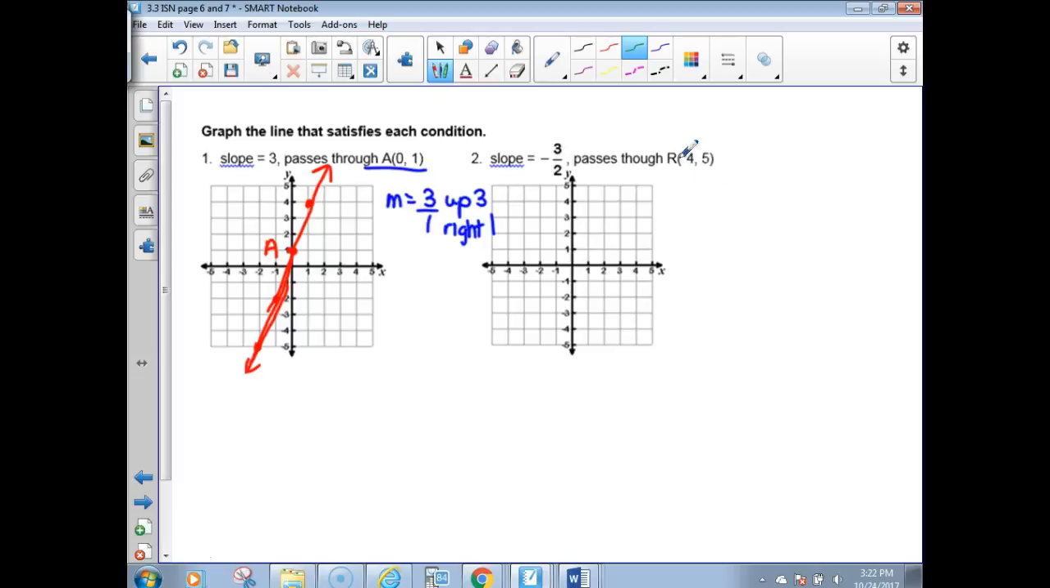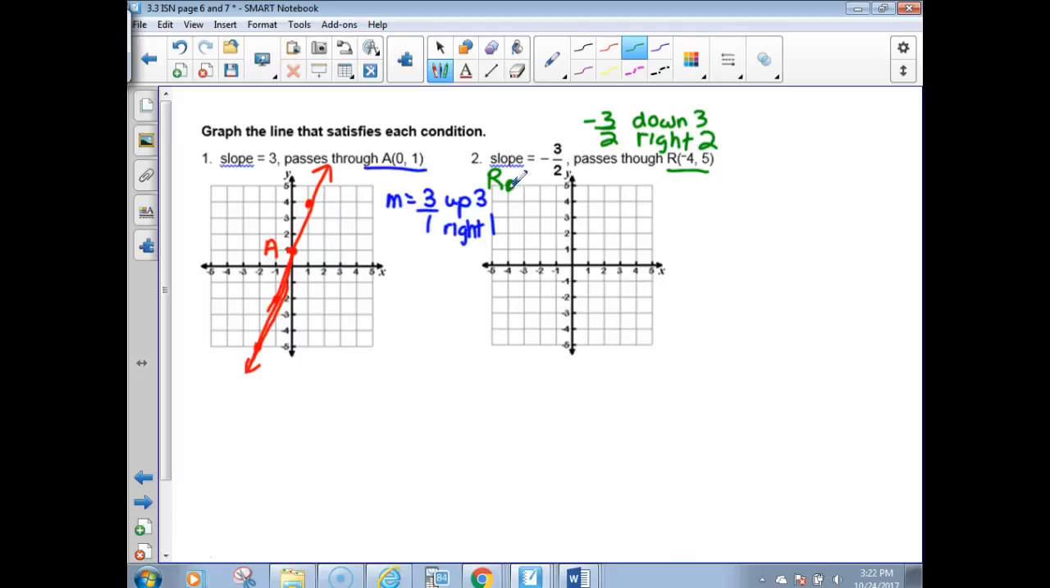Okay, next one. We're going to go to the point R at (-4, 5), left 4, up 5. The slope of -3/2 means to go down 3, right 2. Do not double negative it. Always do the bottom number as a right, okay? Top number is up or down. Bottom number is right, period, until you go in reverse.